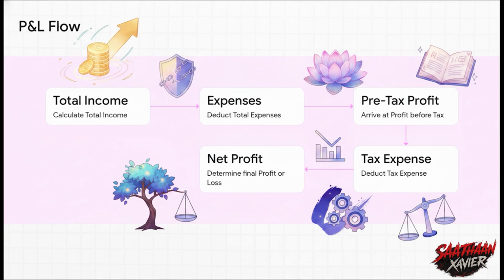So say you're given $100,000 in total income minus $60,000 in total expenses. Your pre-tax profit is $40,000. Deduct a $10,000 tax expense and boom, your bottom line net profit is $30,000. It's a clean, logical flow.